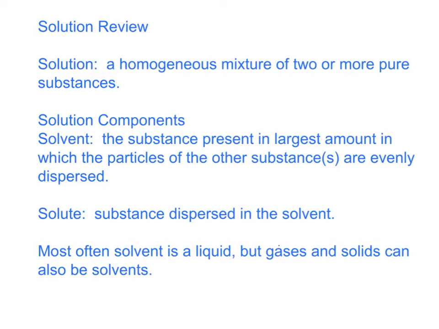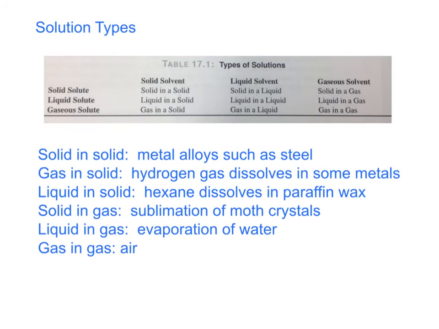Now, most often the solvent is a liquid. So just about all the solutions that we deal with in chemistry have a liquid solvent, and most often that liquid is water, but it doesn't have to be that way. Gases and solids can also be solvents as well. So there are several solution types. There's a solid in a solid. These are usually your metal alloys such as steel. And steel is actually iron and carbon.